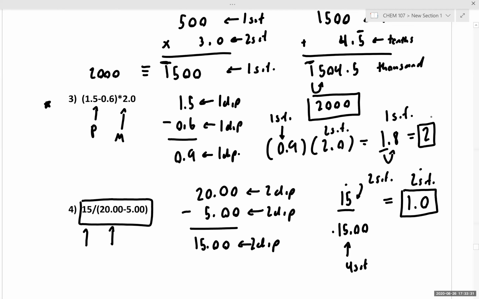Does this make sense to everyone so far? Any questions on these examples? 1.8 is computationally fine, but you then need to round your answer to the correct number of significant figures.